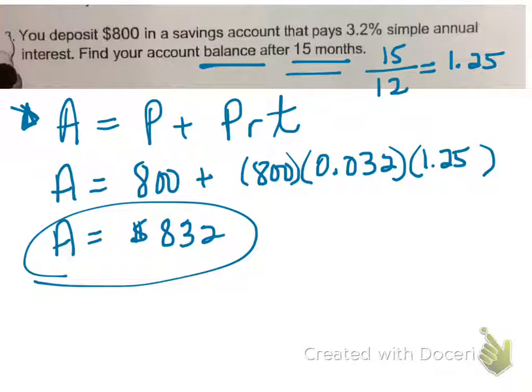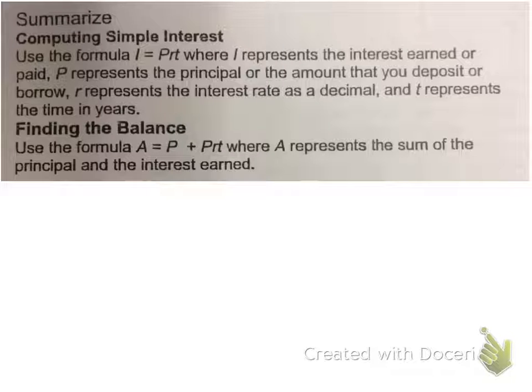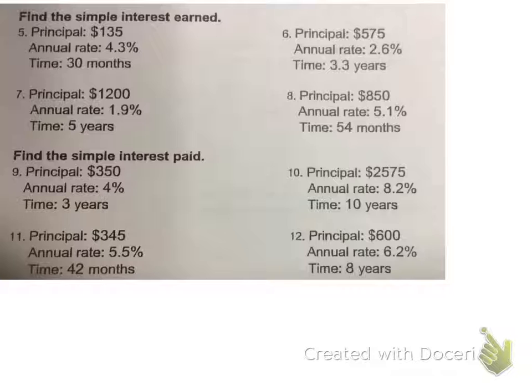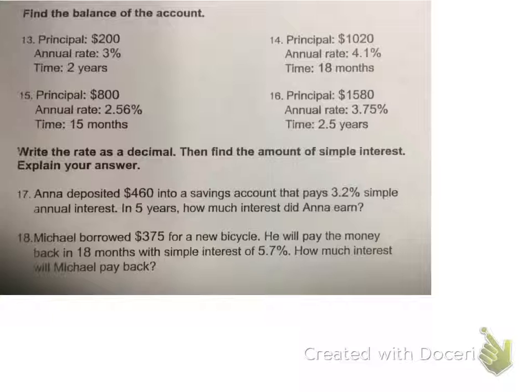All right, if you will use these examples to help you finish out this homework assignment, on the first 4 problems of your homework assignment, just kind of reminding you that you need to change all months into years, and then read your directions to see which formula you're going to use. On 5 through 12, you're going to use simple interest formula, I equals PRT.